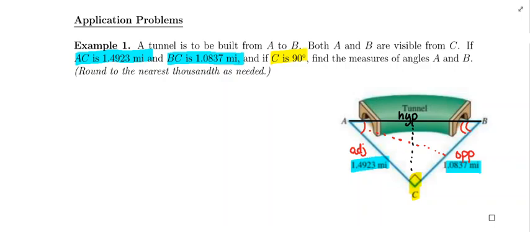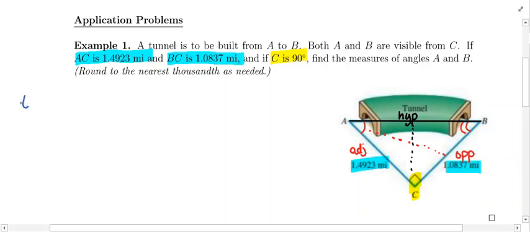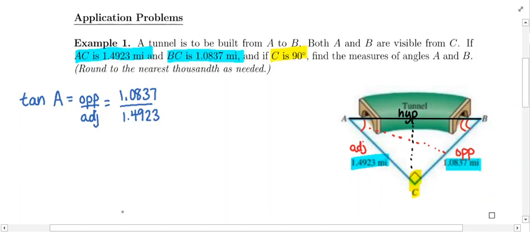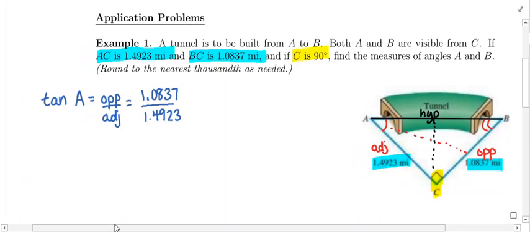Okay, so here we go. If I want to find angle A, I'm going to say that the tangent of A is the opposite side over the adjacent side. So the side opposite has length 1.0837 miles. The adjacent side has length 1.4923 miles. Okay, so that is going to be my ratio. And now I can solve for A.